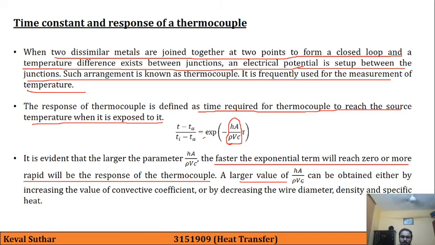And a large value of HA upon rho Vc can be obtained by increasing the convection coefficient, that is H, or by decreasing the wire diameter. Why? Because to increase this, we need to reduce the diameter because the term is A upon V, which is ultimately going to 1 upon D. So if we increase D, then HA upon rho Vc will decrease. Here we can decrease the density as well as specific heat also.